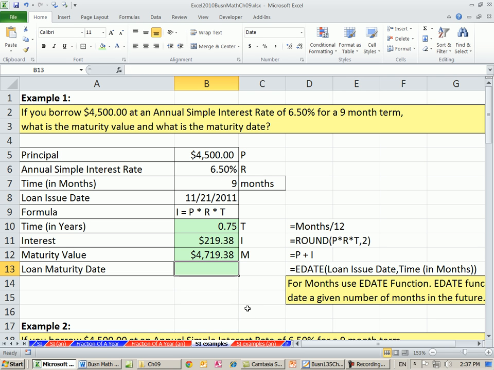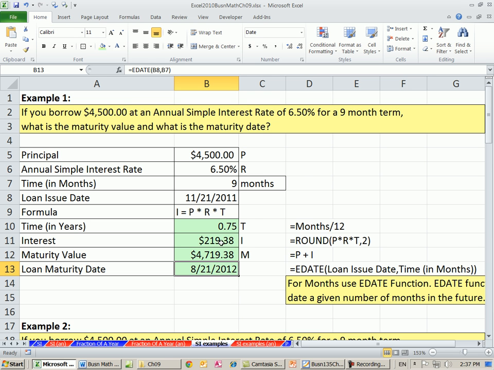No problem. There's a function exactly built for this: EDATE. That's all it does. You give it a starting date, comma, and tell it how many months to go into the future. Now we're putting a positive number, so it's going into the future. If we put a negative number here, it would go back into the past. But that's all it does. It's just going to look here and go 9 months into the future. There it is, 8/21.